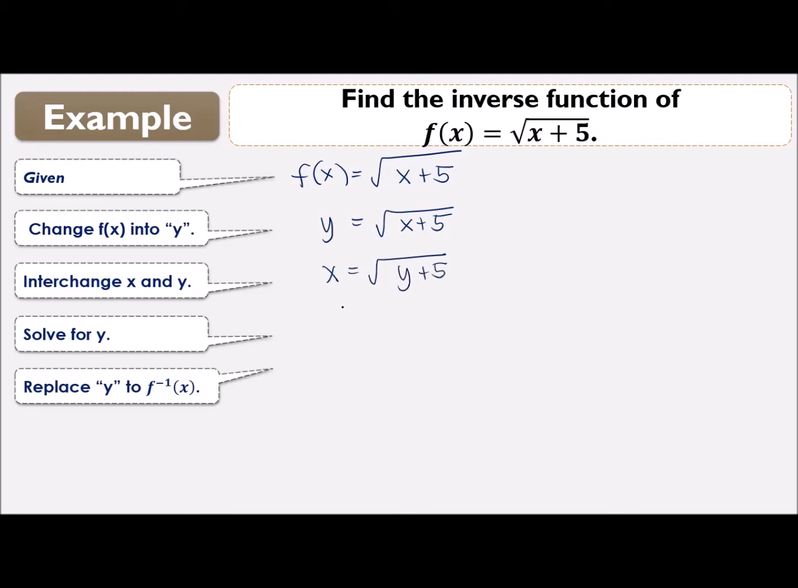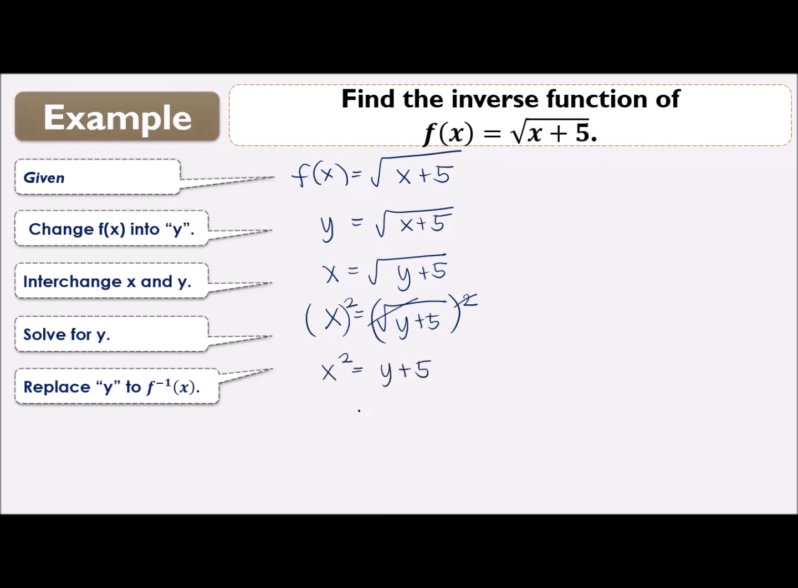Tapos, katulad nung kanina, nagtatanggal tayo ng exponents, ginagamitan natin ng square roots. Ganito naman, yung square roots, parehas lang din. Tatanggalan natin yan dahil tayo ay magsisquare. Okay? So, square mo siya para matanggal yung square roots. Okay? So, magiging x squared is equal to y plus 5.